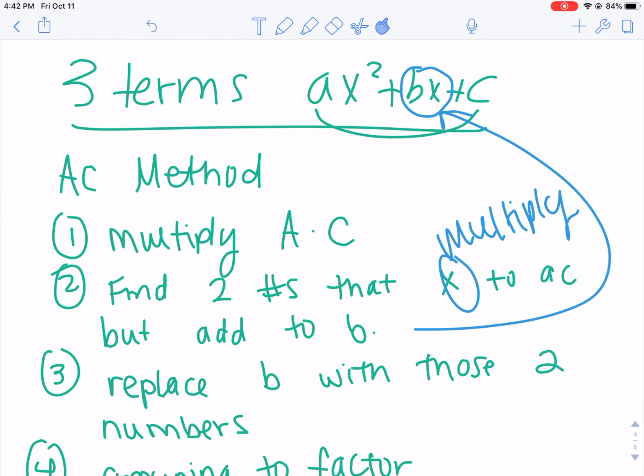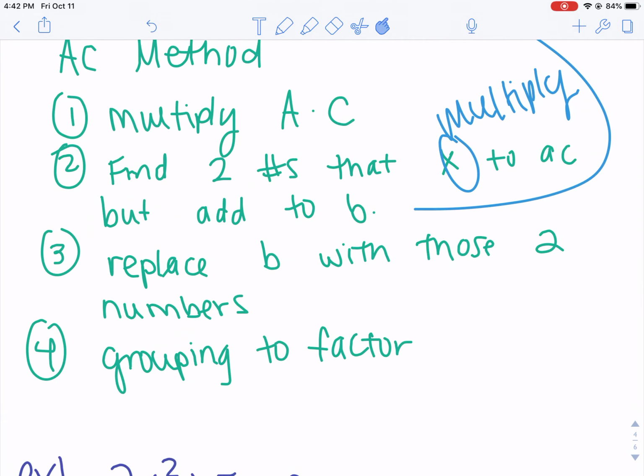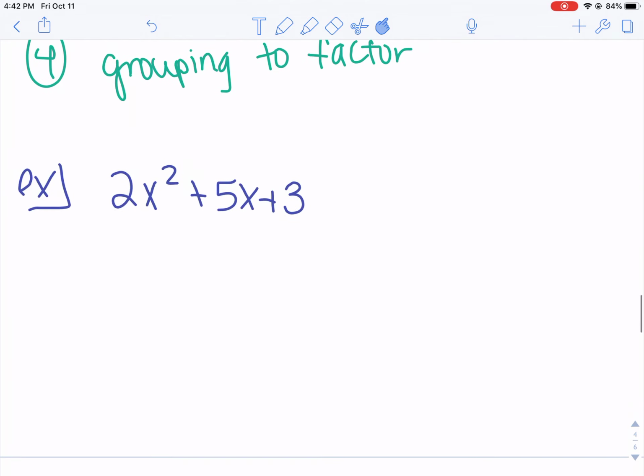Then that brings us to the AC method. So I have three terms, ax squared plus bx plus c. I can't just go ahead and find two things that multiply to c and add to b since you have this a term now. So what you're going to do is multiply a and c, and then find two numbers that multiply to ac but add to b. Then we're going to replace b with those two numbers, and then we're going to group to factor it.